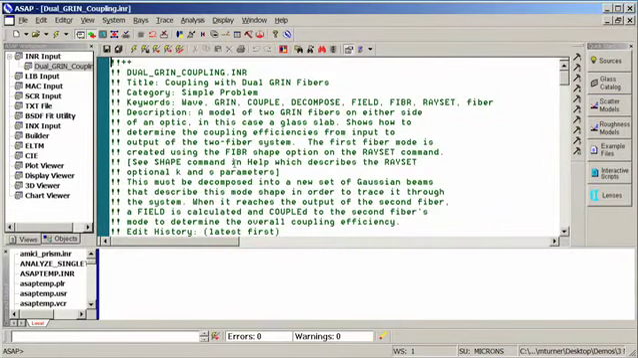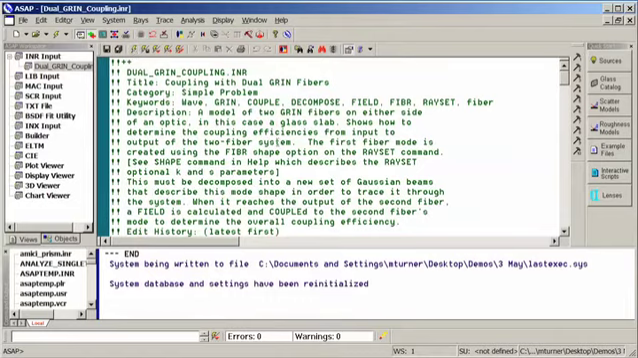In this particular case, what we're going to do is define a couple of GRIN rods and put a coupler in the middle, and then we'll look at the output distribution coming out of the optical fiber. And we use this to determine the fiber coupling efficiency. So let's run a file and take a look at the analysis.